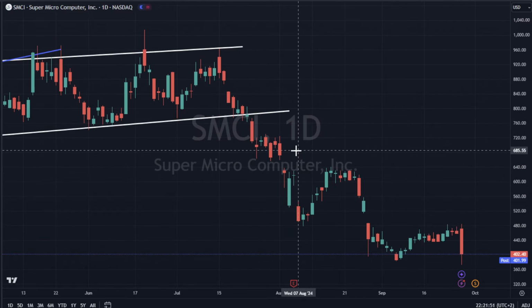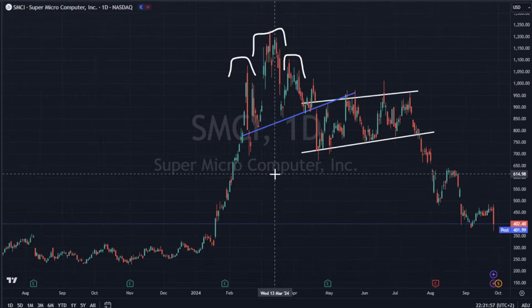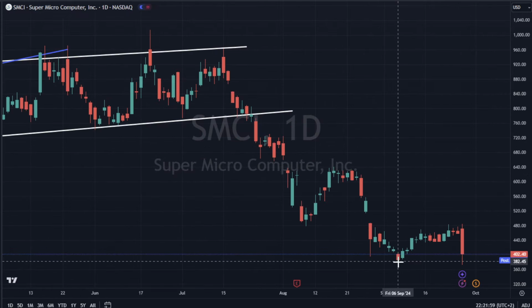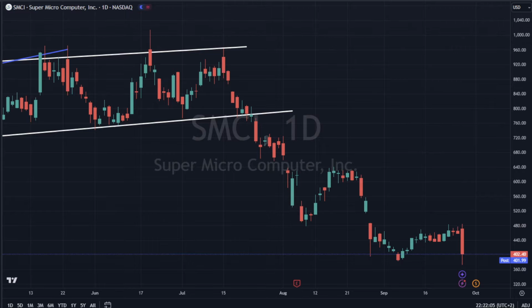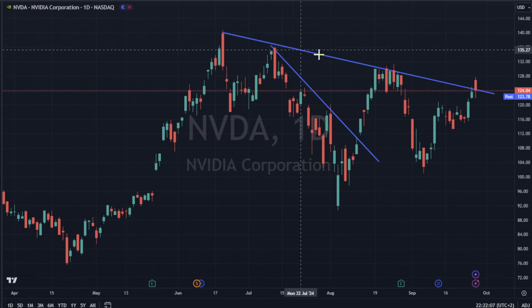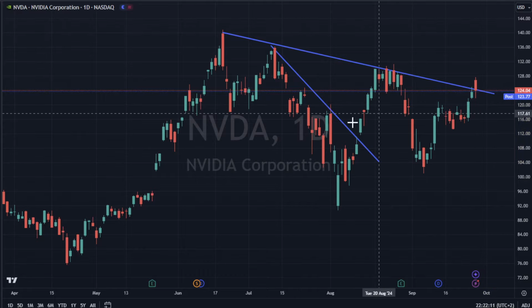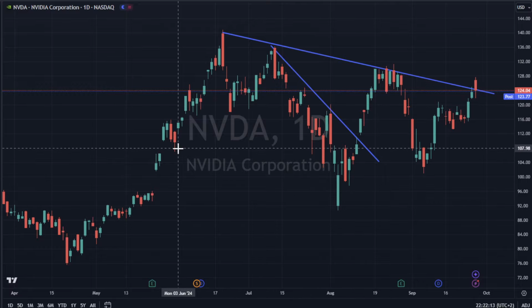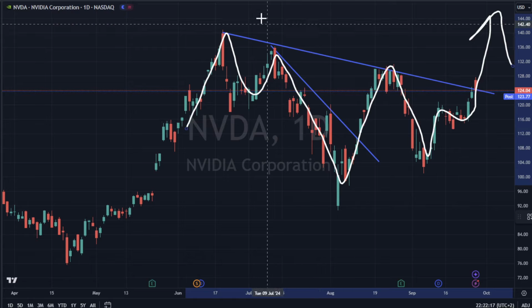SMCI, I heard there's some fraudulent things going on with this. I don't know, but it was down 12%. Still looking pretty crappy. You get these upward moves here, and then it craps out down below. NVIDIA up a little bit. It's right on resistance. We'll see if we can break here or if it's going to get rejected. Don't know yet. We'll see what happens. That does have a pattern though that looks like it could break higher.